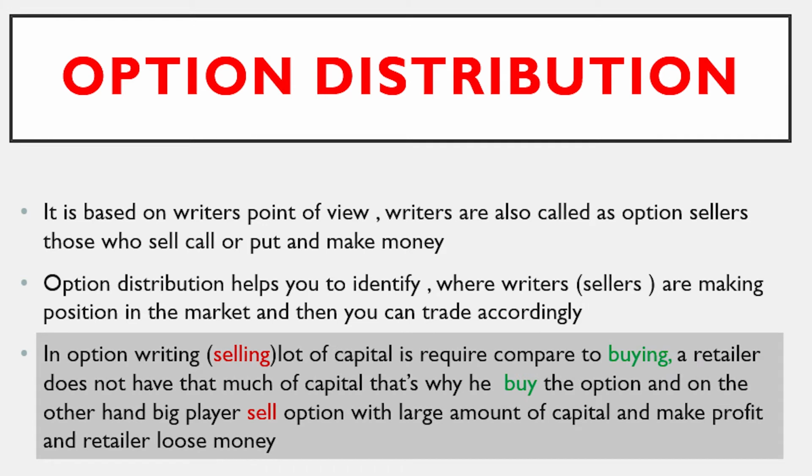A retailer does not have that much capital. That's why he buys the option, and on the other hand, big players sell options with a large amount of capital and make money, and retailers lose their money.